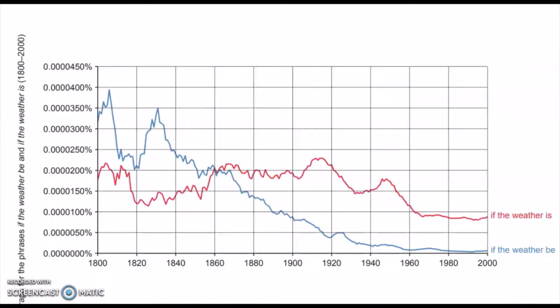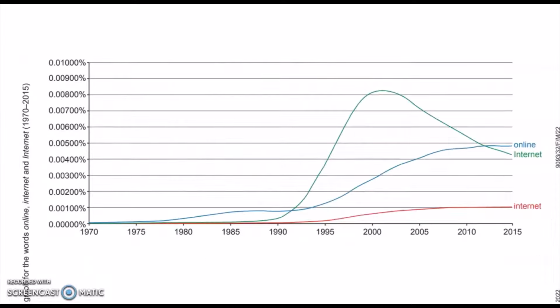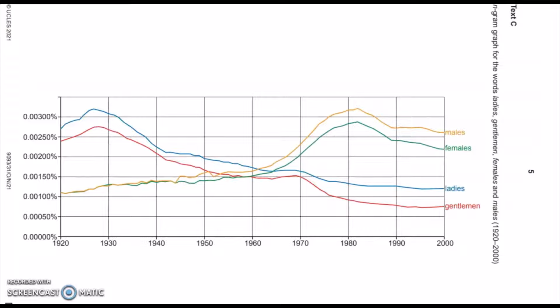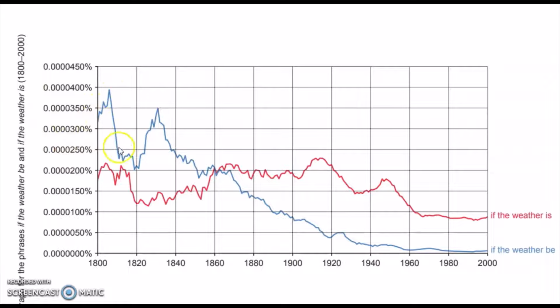The third one says if the weather is, if the weather be, and between the period, the timeline given, that is 1800 to 2000. The fourth one says online, internet, and the word Internet with capital I, between the time period of 1970 to 2015. And the last one is here, the 4 words, male, females, ladies, and gentlemen, between the timeline given, that is 1920 to 2000. So this information is very important for your analysis. You're going to observe the frequency of the words, the phrases used in the given time period.